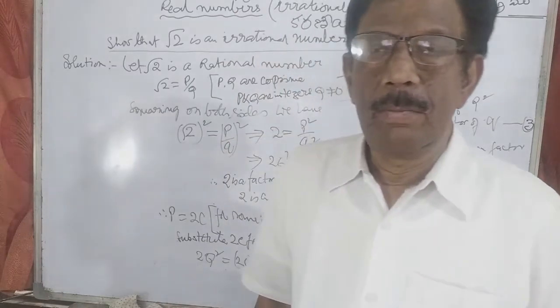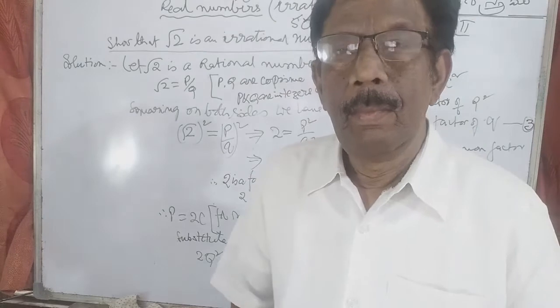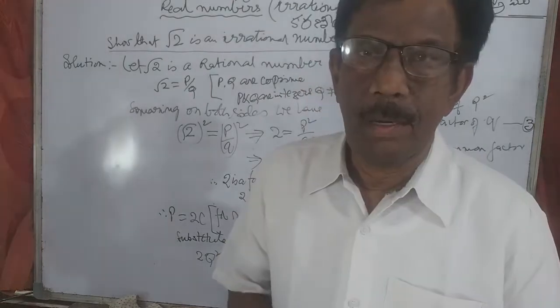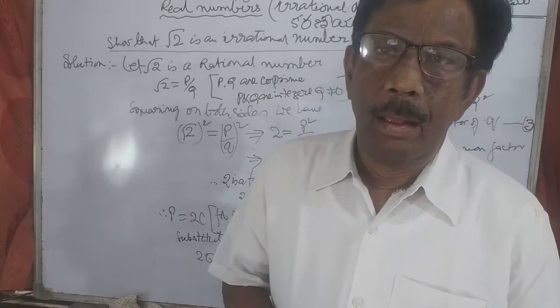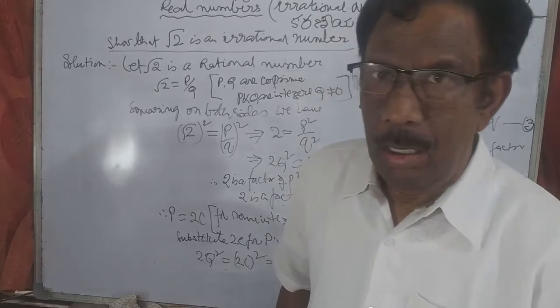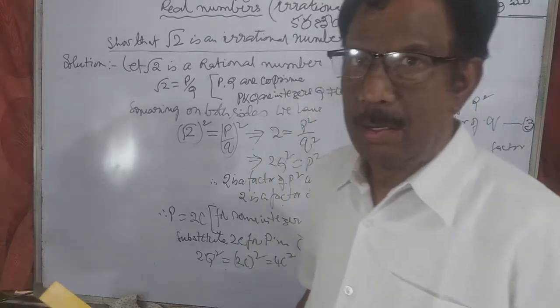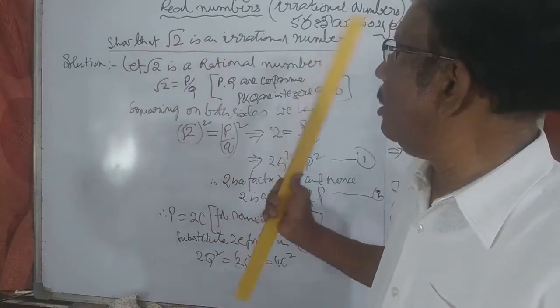10th class students, be alert. This is for you only. This is a frequently asked question: prove that root 2 is an irrational number. Look at the board. Now I am giving the solution for that. The question is, show that root 2 is an irrational number.